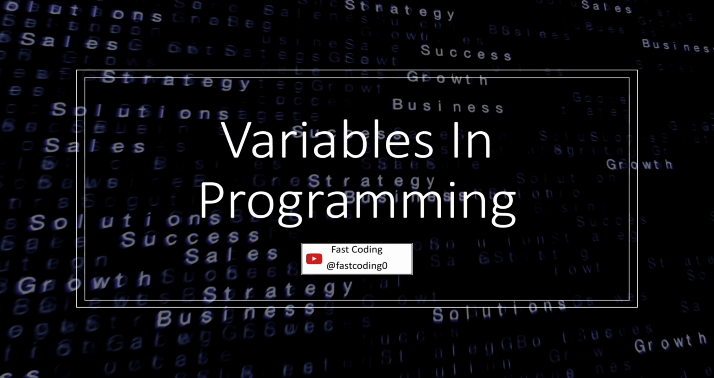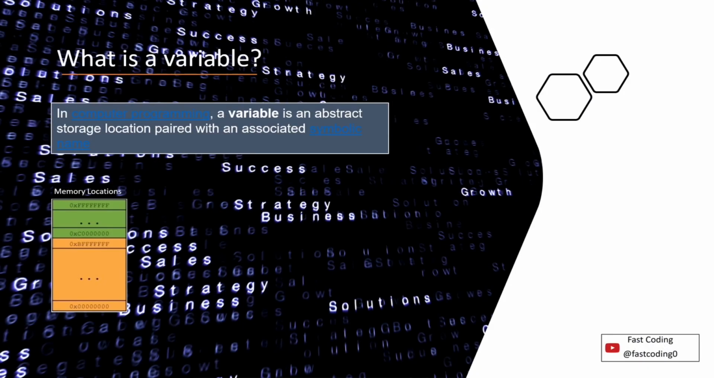So without further ado, let's get started. So what is a variable? A variable in computer programming is an abstract storage location paired with an associated symbolic name.